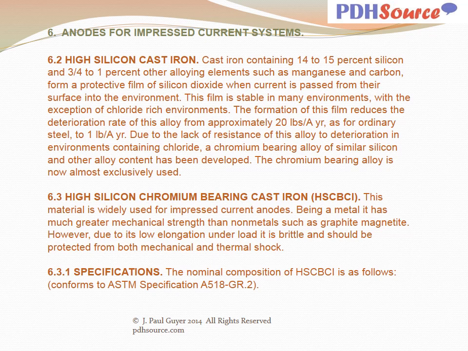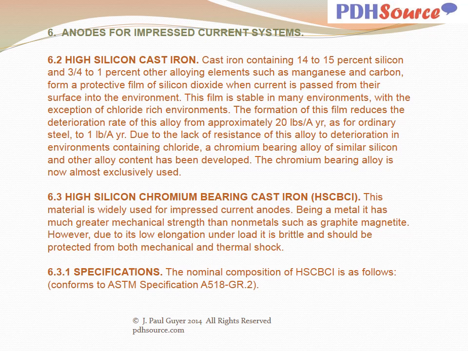Due to the lack of resistance of this alloy to deterioration in environments containing chloride, a chromium-bearing alloy of similar silicon and other alloy content has been developed. The chromium-bearing alloy is now almost exclusively used. High silicon chromium-bearing cast iron anodes are widely used for impressed current anodes.